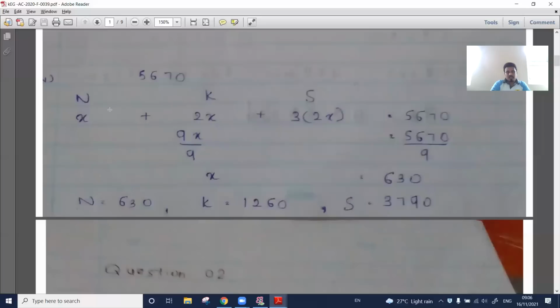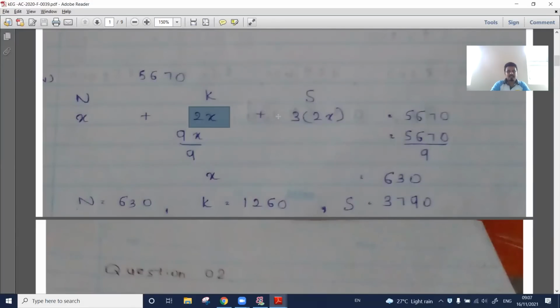We need to divide this 5,670. Kamal gets twice the amount that Nimal gets. If Nimal gets an amount called x, Kamal should get twice of it, which means 2x. And Sunil should get 3 times what Kamal has got. So 3 times 2x is how much?